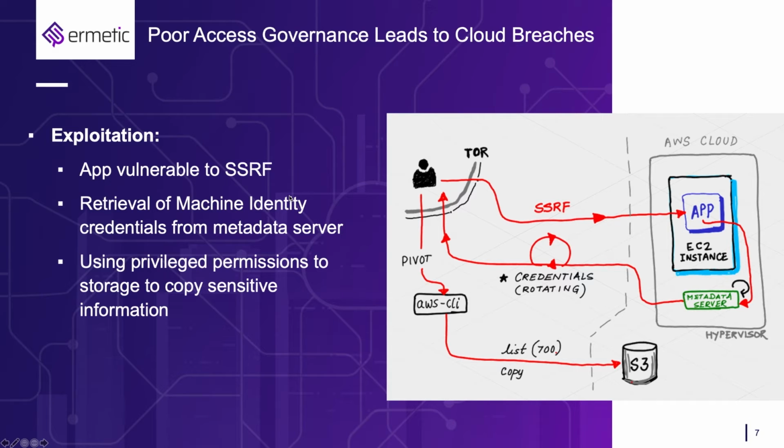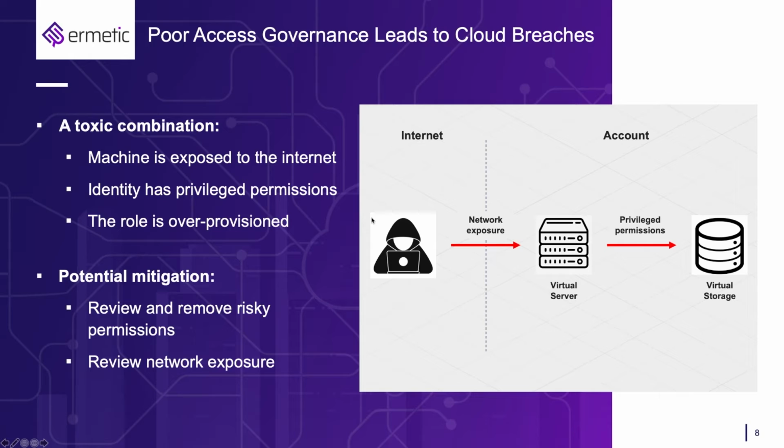So looking at this specific case study, we can see the toxic combination that led to this breach. The exposed machine, the overprivileged identity, and the lack of control on the sensitive bucket. As I mentioned before, this could have all been minimized if the permissions were understood and reduced. Again, I'm not saying that the breach could have been potentially blocked altogether, but at least the blast radius would have been much smaller.